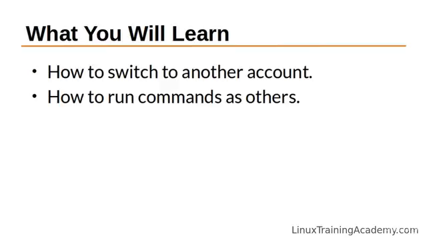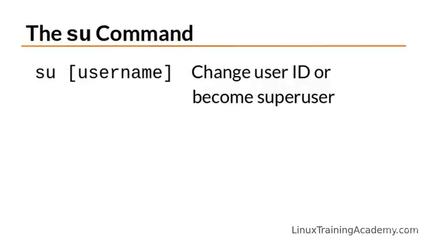This lesson will cover how to switch to other accounts and how to run commands and programs as other users. One way to start a session as another user on the system is to use the su command. If no arguments are supplied to su, it assumes that you are trying to become the super user or root account. Executing su without any options is the same thing as executing su space root.